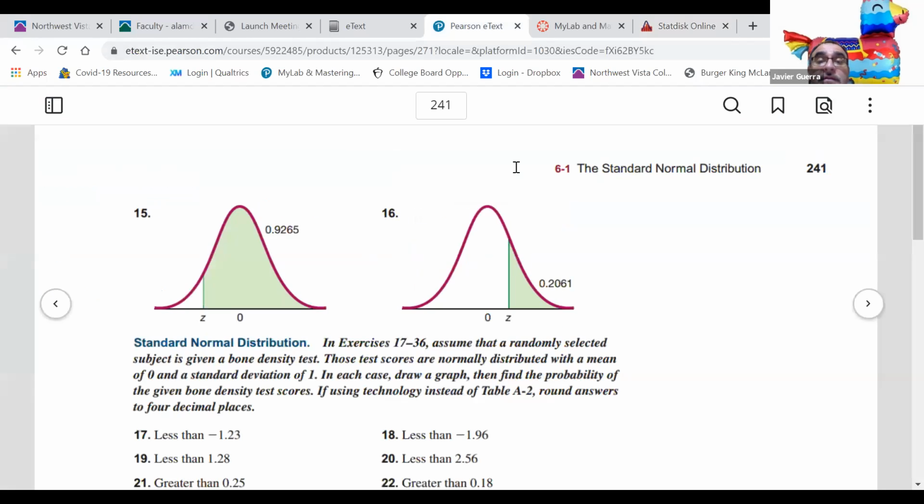There it is. 16. All right. Draw the picture. Uh-oh, the right side is shaded. I need the left side. What is the left side equal to, ladies? What is the left side equal to?